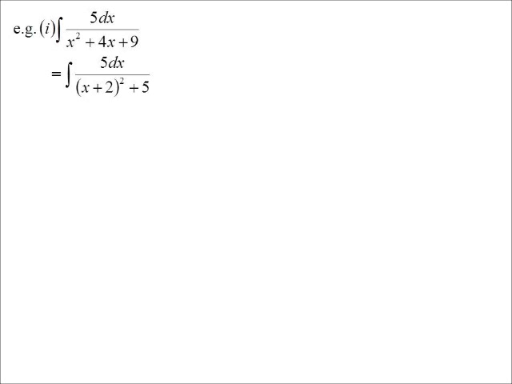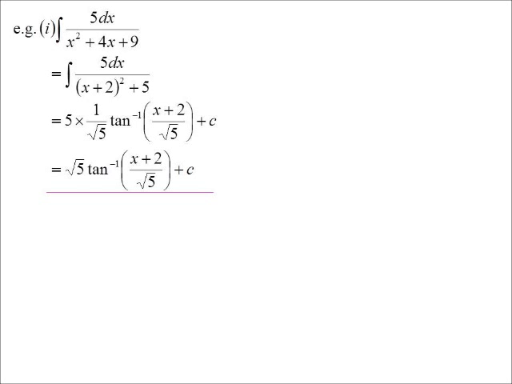Well, that was inverse tan. So I've got 5 times, don't forget the 1 over a in the front, so 1 over the square root of 5, inverse tan, x on a, well in this case it's x plus 2 on a. So the 1 on root 5 and the 5 cancel, we get root 5 inverse tan.